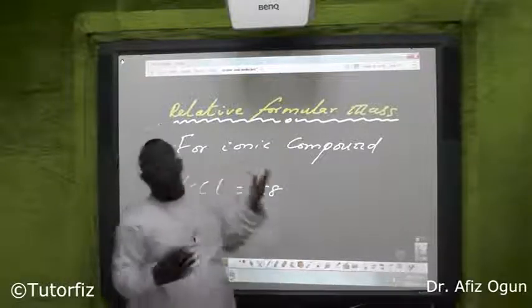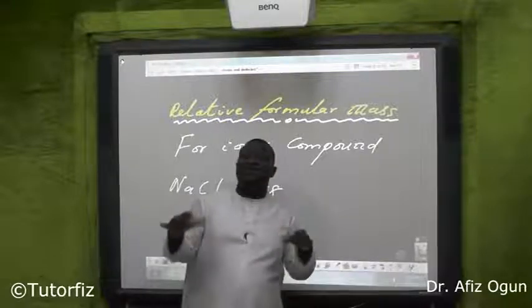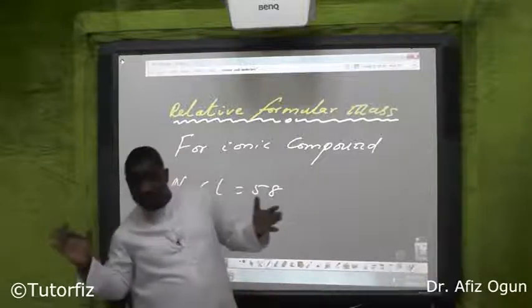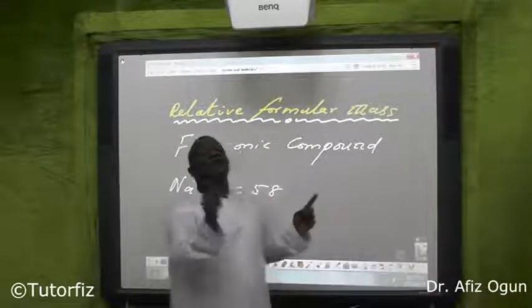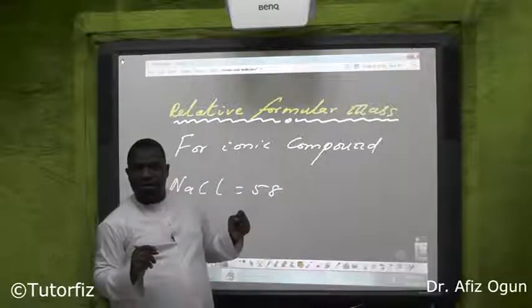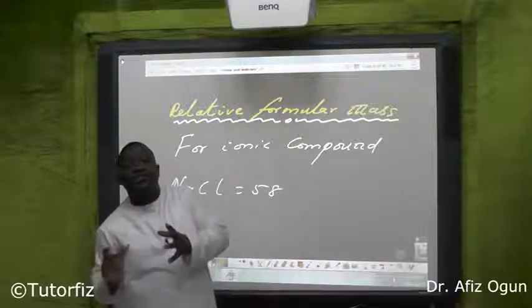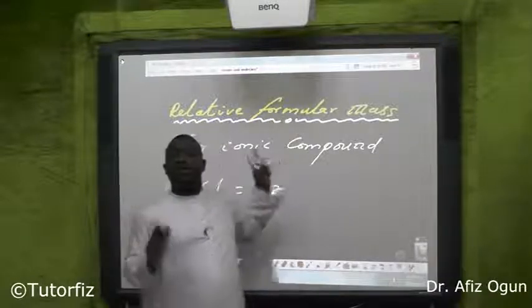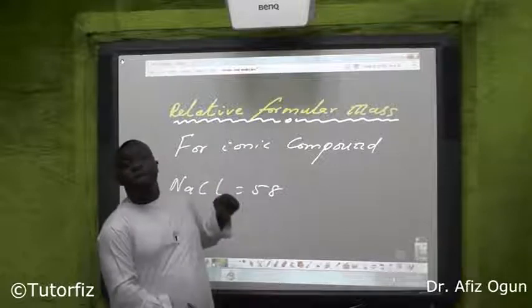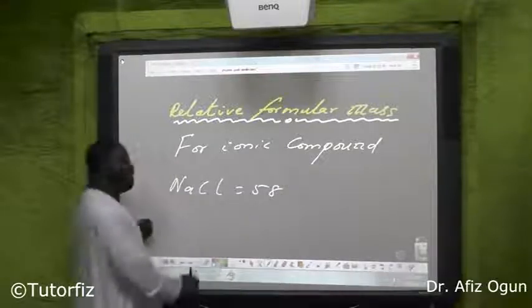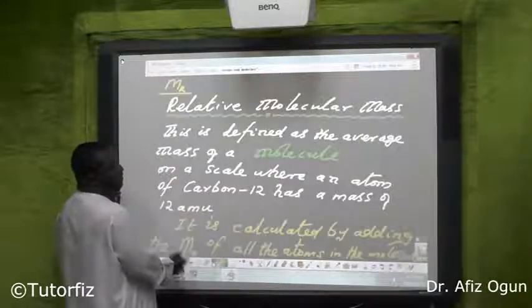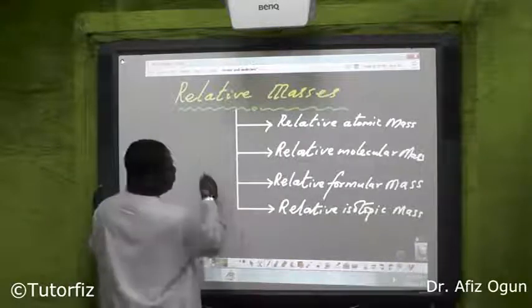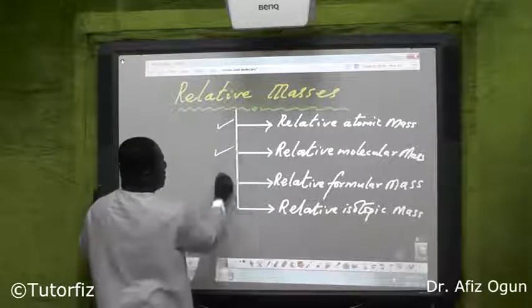So when you see relative formula mass instead of relative molecular mass, we know that we are almost talking about the same thing. We undergo the same process. What is the process? Add the individual atomic masses in your calculation. But this time around, they will not call it relative molecular mass. They will call it relative formula mass. So we have seen this, we have seen this, and we have seen this.